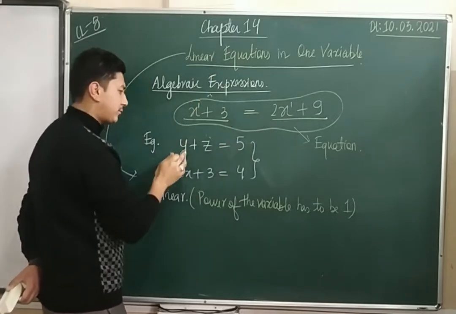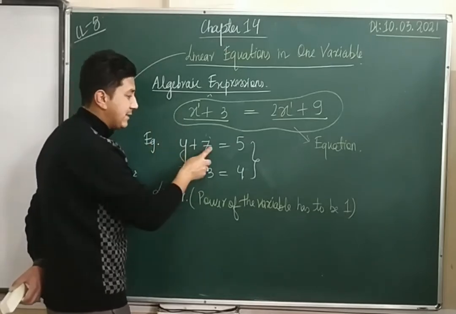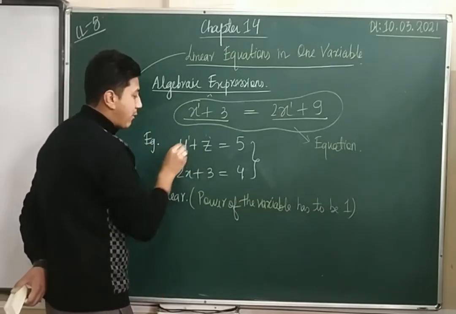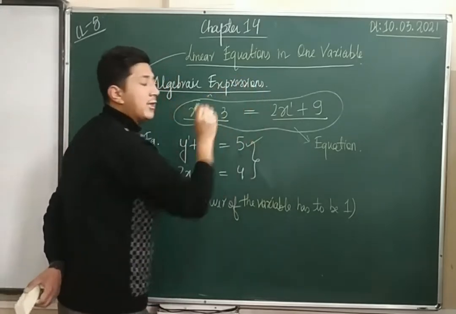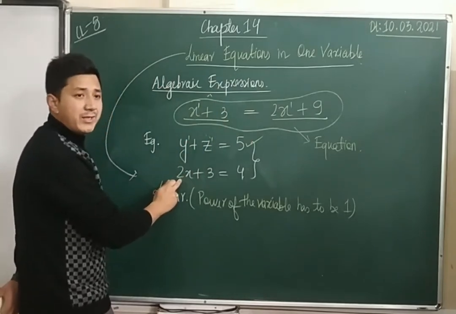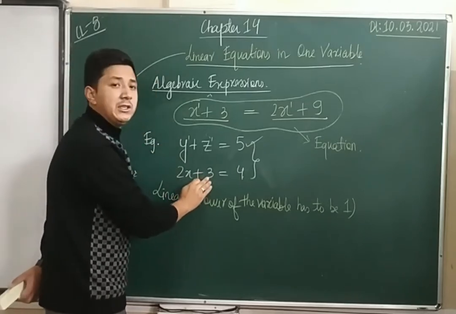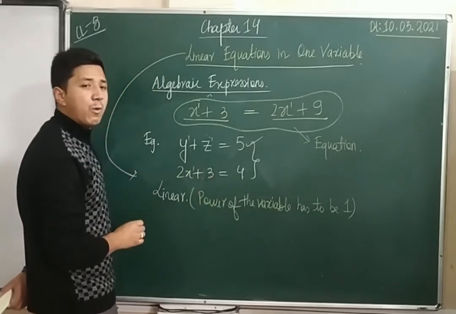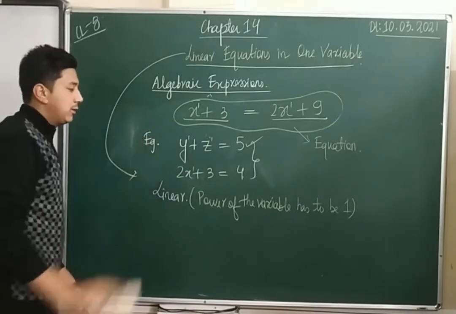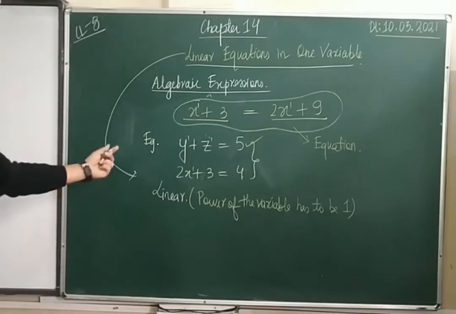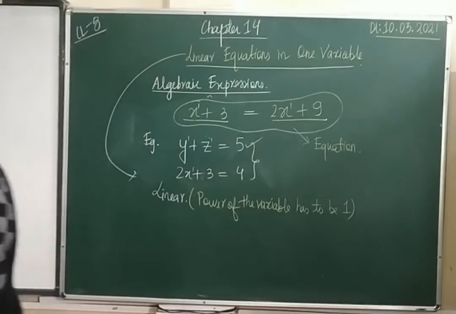Now for example, out here, how many variables? There are two variables, y and z. What are their powers? The power of y is 1, the power of z is also 1. This equation is also a linear equation. Similarly out here, 2x plus 3 equals to 4. It is an equation, but what kind of equation? It is again a linear equation because the power of x is again 1. So this is the meaning of linear equation. Now I give you more examples. You can pause the video and make a note of it. Remember that linear means the power of the variable has to be 1.